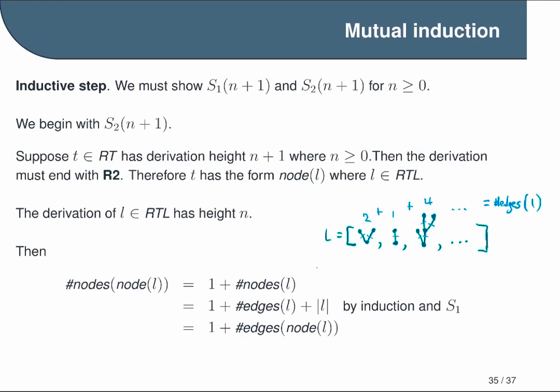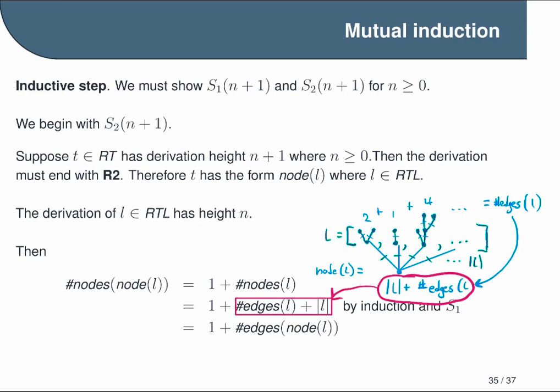The key insight here is that when we go to create our new tree from this list, node L, we have to create our new root and then connect it by an edge to the root of every tree that's in the list. This means we're going to have to add an edge for every item in the list, which means we're adding a total number of edges equal to the length of the list. So the number of edges in our tree, node L, is going to be the same as the number of edges in the original list plus the length of the list. So if that much is clear, hopefully it will also be clear that all we're doing here is substituting one expression for the number of edges in our tree for another expression of the number of edges in our tree.